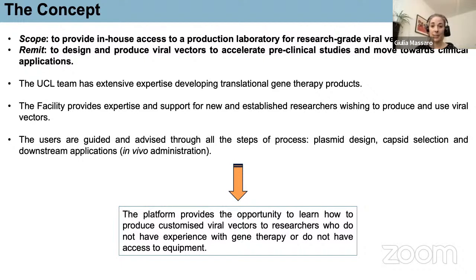If a user is not in the gene therapy field and has never designed or used a viral vector and contacts me, I'm more than happy to help them from the very beginning, from the plasmid design. How do I acquire an expression plasmid or capsid plasmids? How do I design them? Where do I get the DNA sequences from? And all the way down to the downstream application, for example, in vivo application.